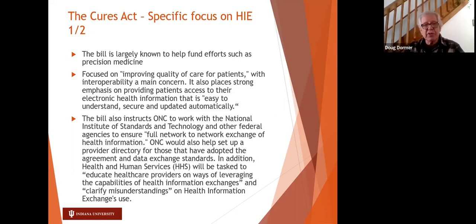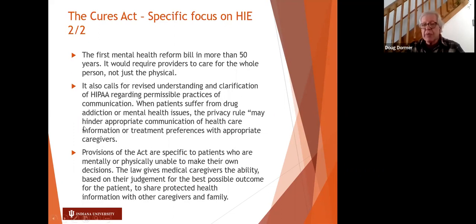This is one of two. Let's look at two of two. The first mental health reform bill in more than 50 years. I guess they did not consider either the 2008 or the 2014 to be significant mental health reform bills, but they set the stage for this.